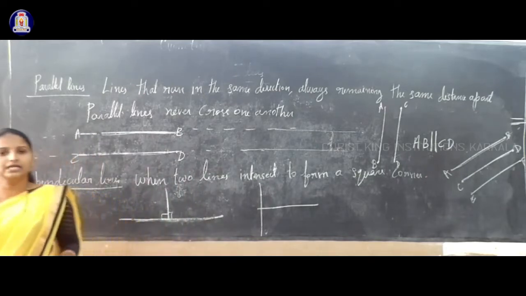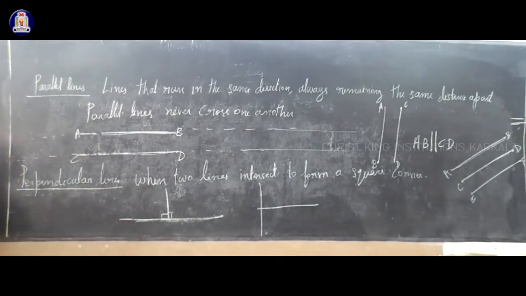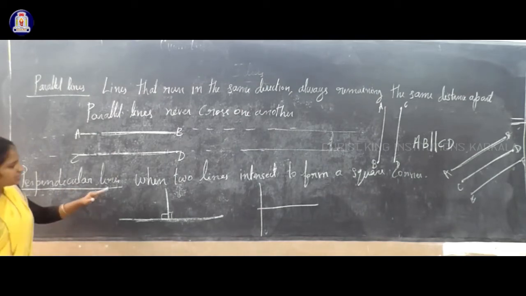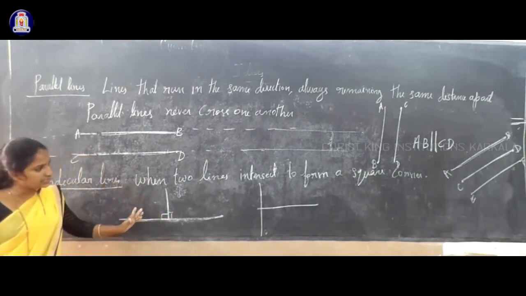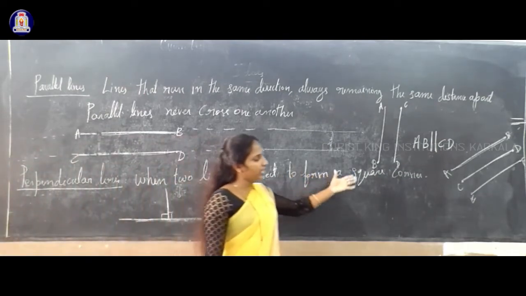Next, we can see perpendicular lines. What is the meaning of perpendicular? That means when two lines intersect to form a square corner.